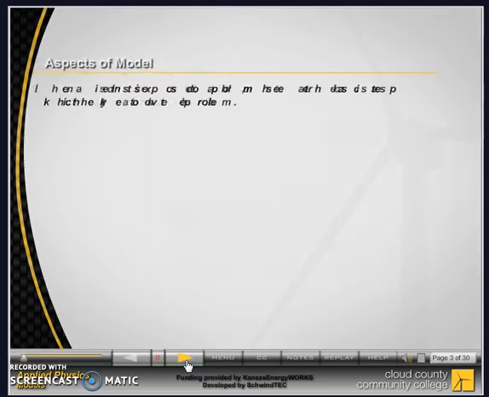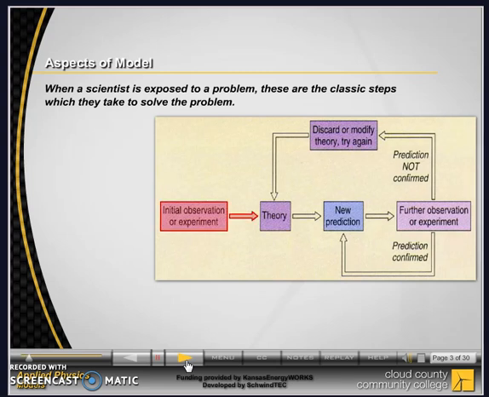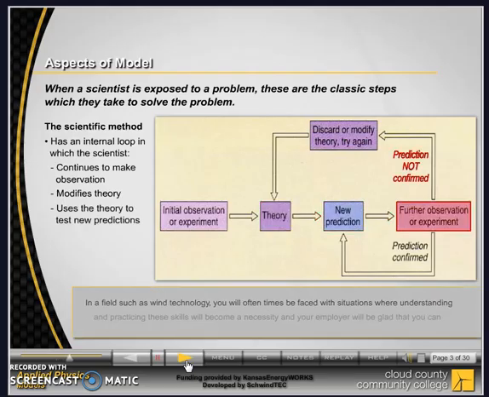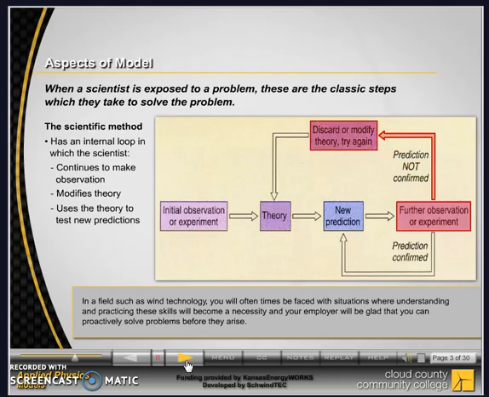When a scientist is exposed to a problem, these are the classic steps which they take to solve the problem. This is usually called the scientific method. This method has an internal loop in which the scientist continues to make observations, modifies theory, uses the theory to test new predictions, and the process continues. In a field such as wind technology, you will oftentimes be faced with situations where understanding and practicing these skills will become a necessity, and your employer will be glad that you can proactively solve problems before they arise.